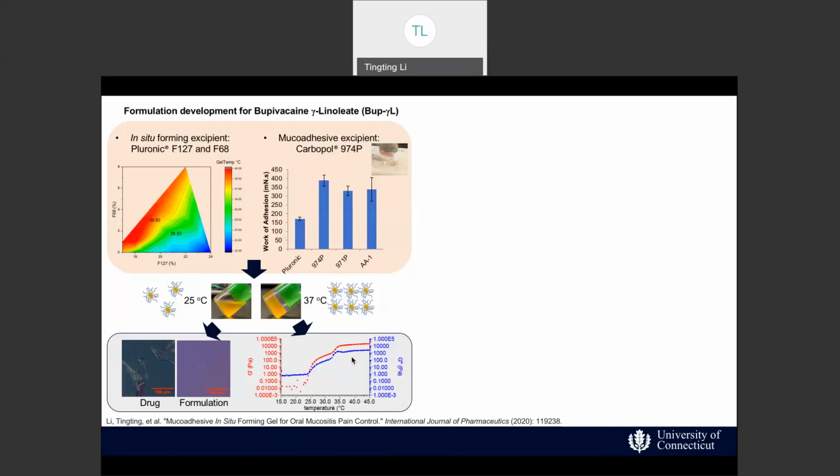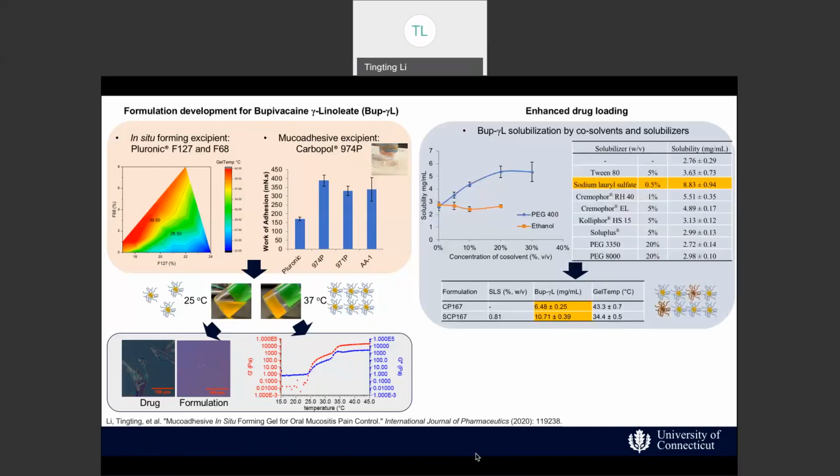So these are two physical chemical properties of this formulation. And again, you can refer to this publication for more details of formulation characterization. So now I would like to tell another story related to this formulation. It's drug loading enhancement.